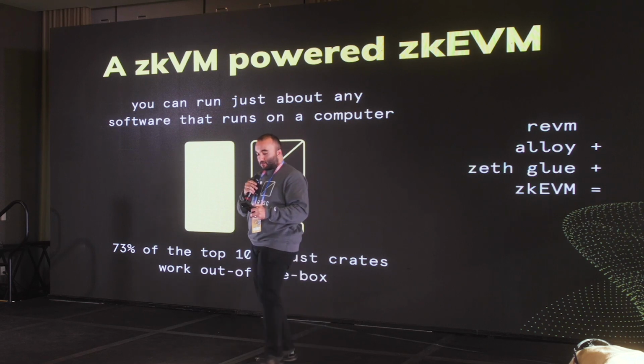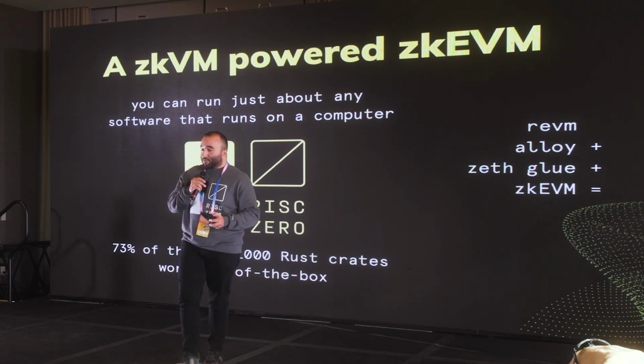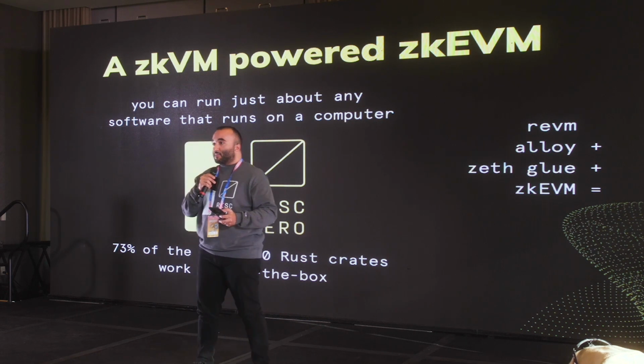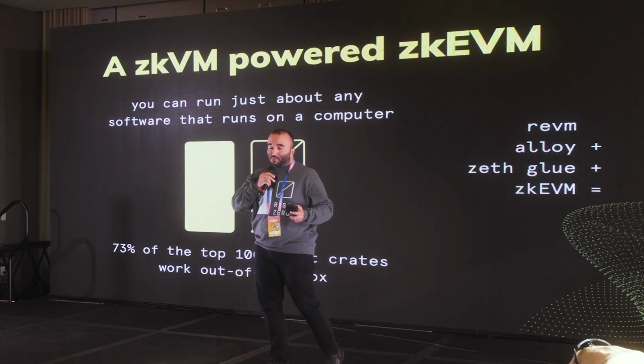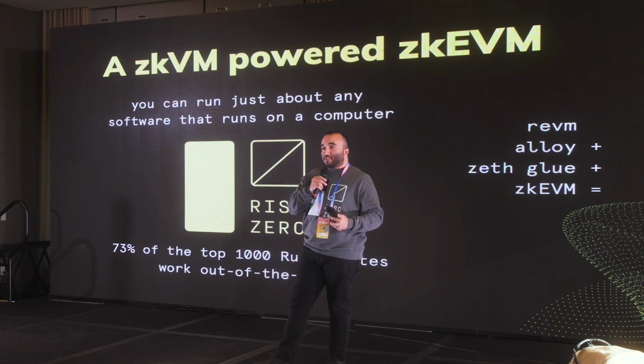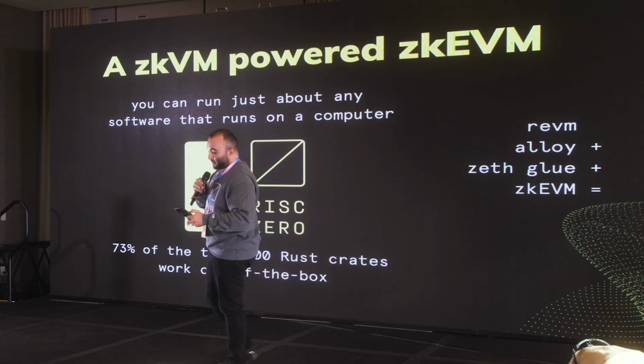More on this. As I said, we're focused on Rust. That means you can run just about any Rust crate that you can compile down to RISC-V. The ones you cannot compile down to RISC-V mostly have some hand-coded assembly inside them, so they're just not friendly to most architectures.